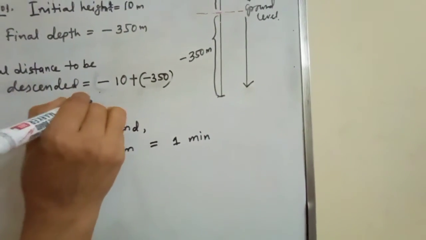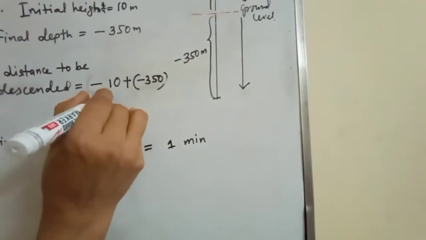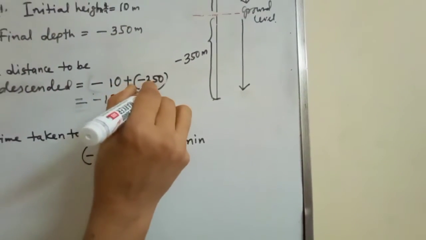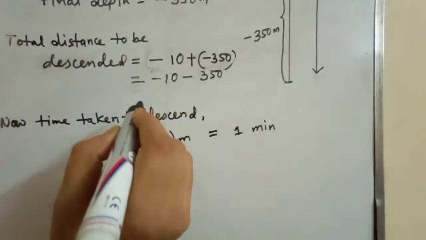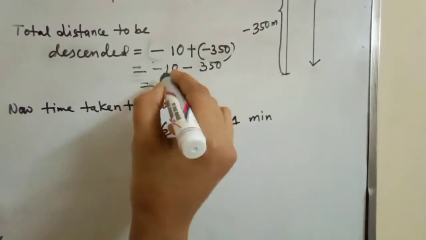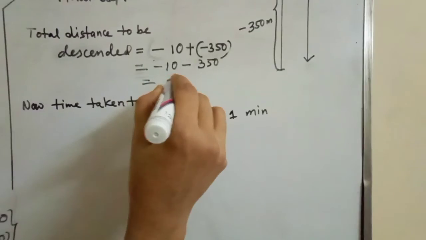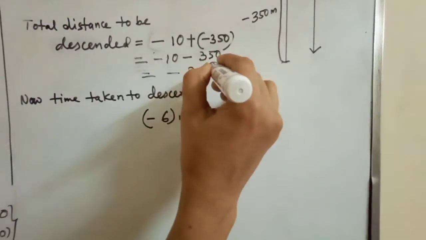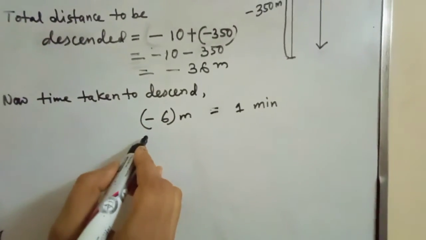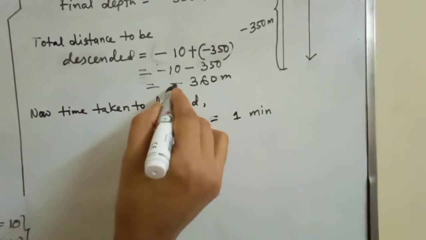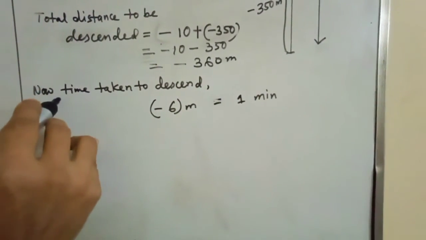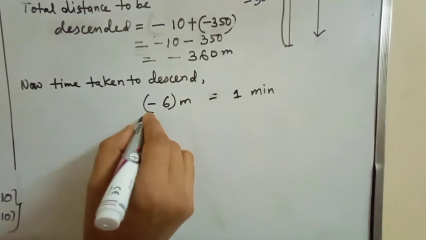Now you will get minus 10 plus minus 350. Both are negative signs, so you need to add them and keep the same sign. So it is minus 360 meters. Now the time taken to descend. You know that the total distance is minus 360 meters.